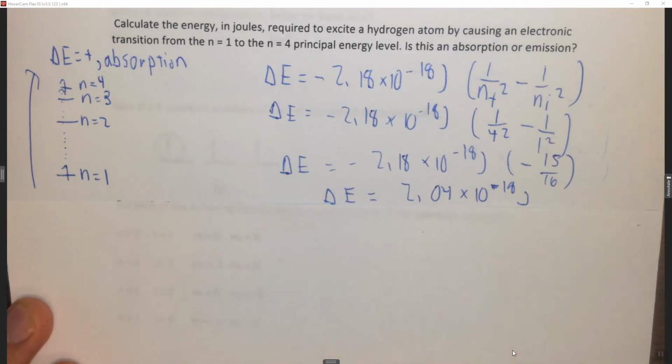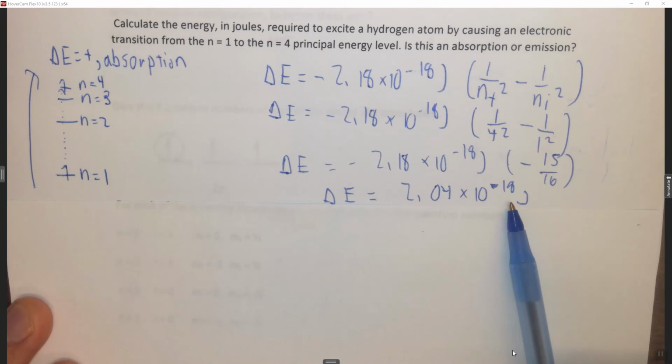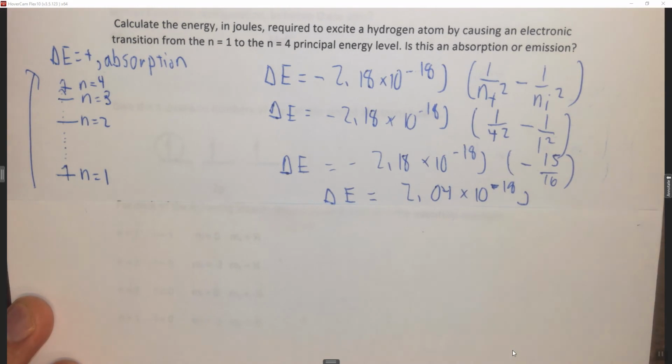If you were to do the math, you could actually find the wavelength of this photon. Delta E equals hc over lambda. And you'd probably find that it is in the UV region.